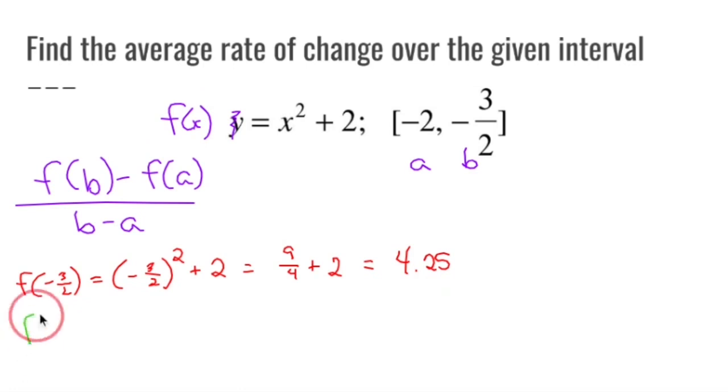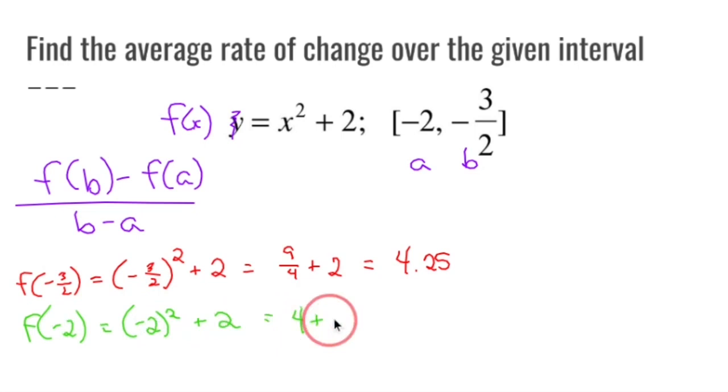Let's get a different color and do f of a, which is negative 2. So f of negative 2 is equal to negative 2 squared plus 2. Negative 2 times itself is positive 4. Positive 4 plus 2. This math is a little bit easier, 6.